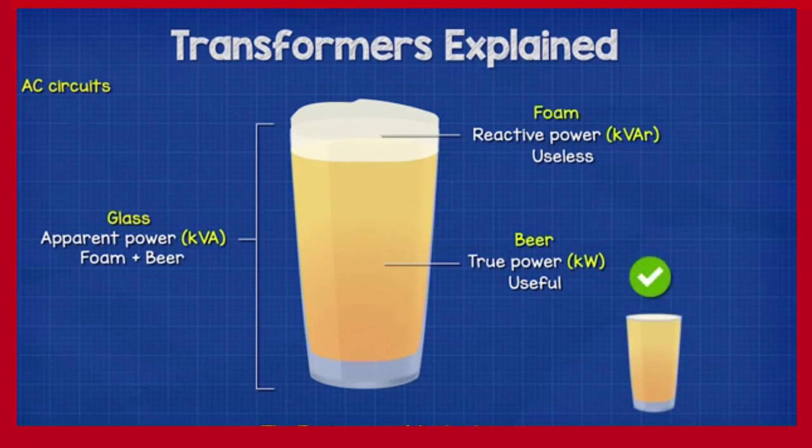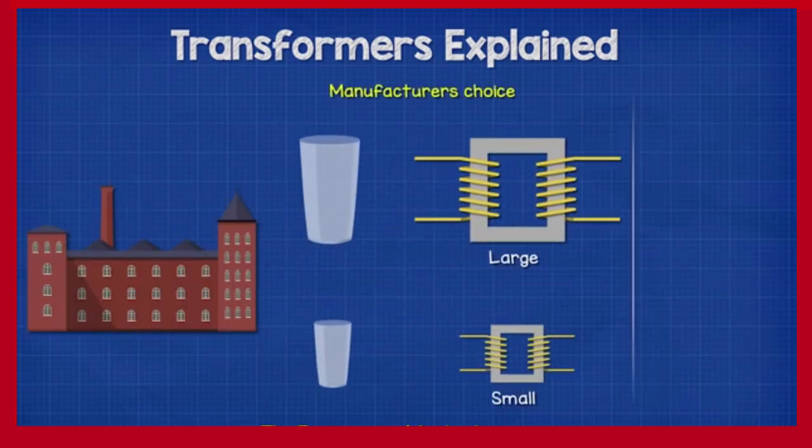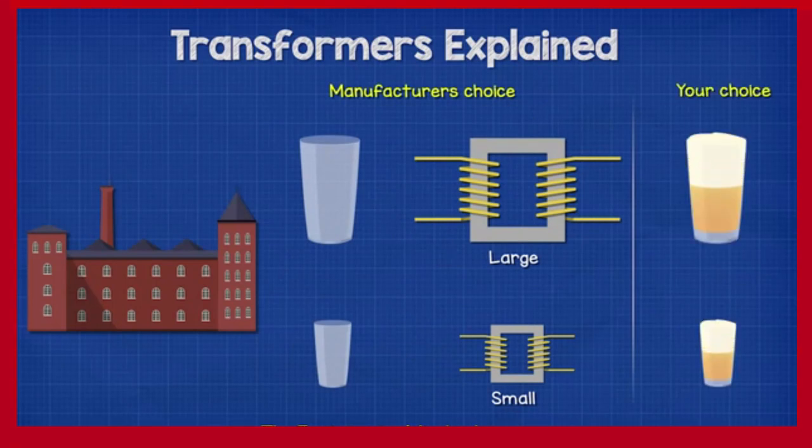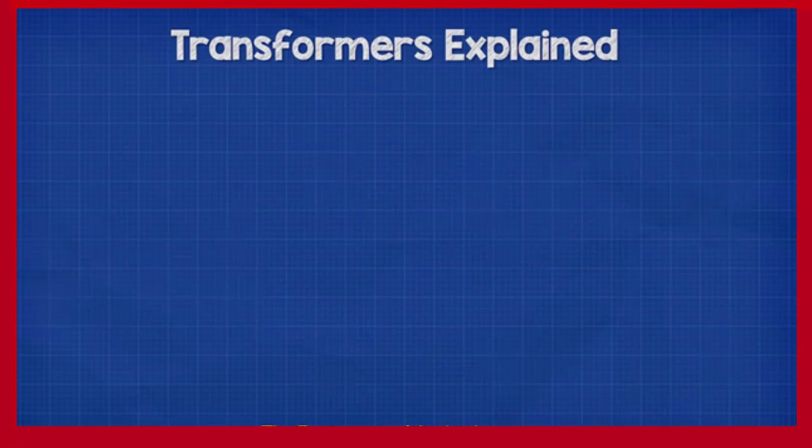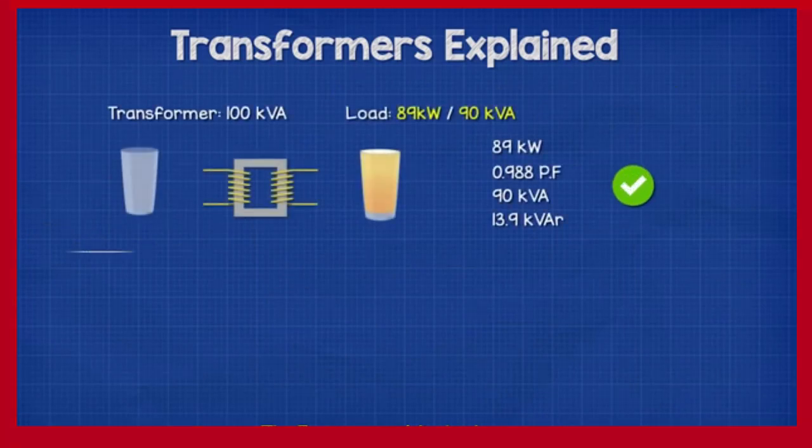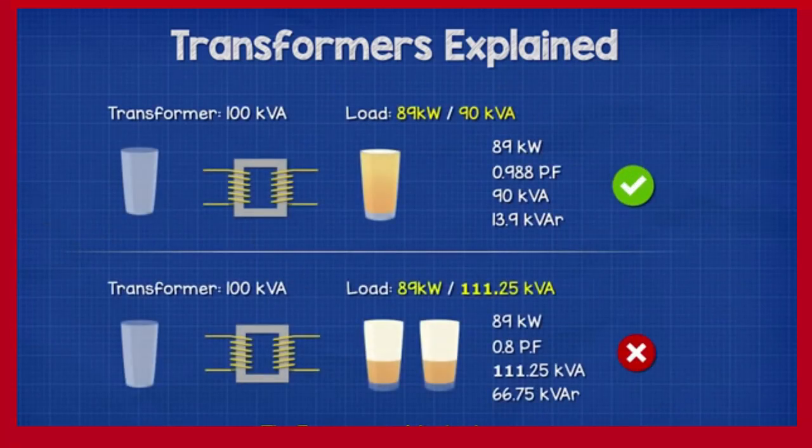Now, if you have a good bartender, you will get a little foam and lots of beer for your money. But if you have a bad bartender, then you're going to get lots of foam and not so much beer for your money. The transformer manufacturer is basically saying this transformer can handle a glass this big, but it's up to you how much beer and foam you put into that. The less foam you try to pass through, the more beer you can get out. So, the more efficient the devices that you connect, the more things you can power.